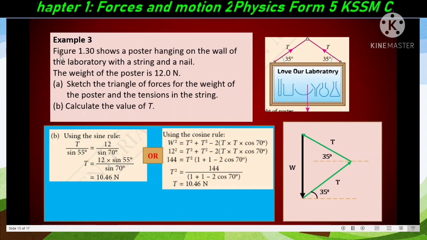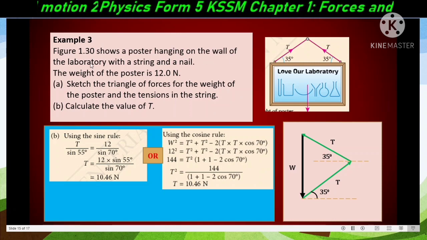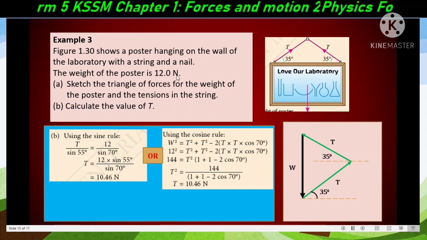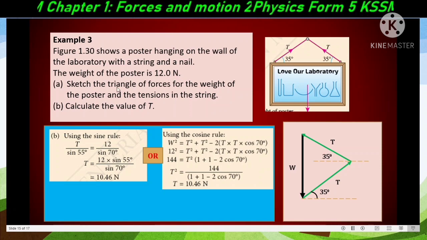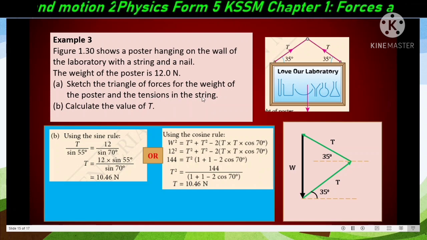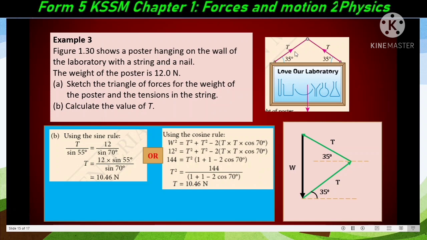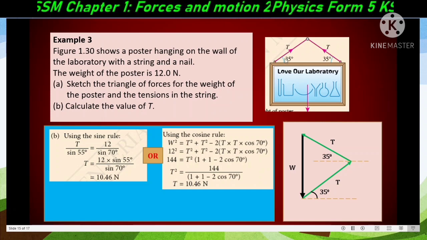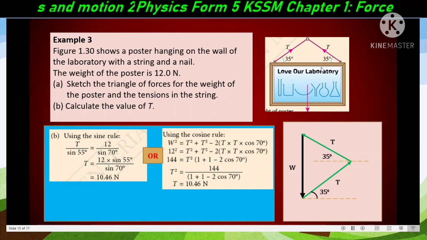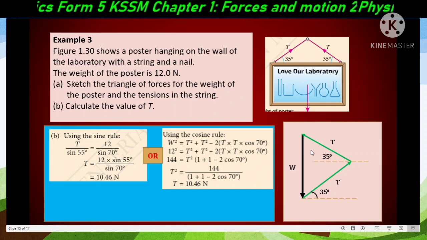Example 3, figure 1.30 shows a poster hanging on the wall of the lab with string and nail. The weight of the poster is 12 Newton. Sketch the triangle of forces for the weight of the poster and tensions in the string. Calculate the value of T. Because they are at the same angle and use the same string, the tension here is the same. Okay, let's look at the triangle of forces.